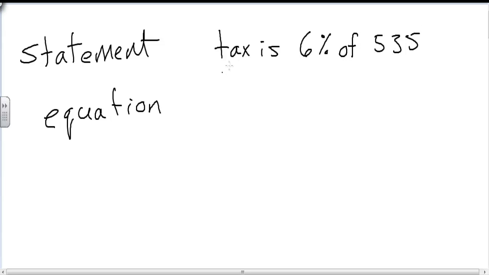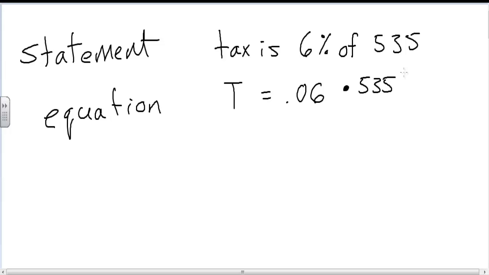From this I can make an equation, because I first need to figure out what the tax actually is. So tax is what I'm currently looking for. I'll call that T. Is interpreted as an equal sign in these situations. 6% I want to use, but I need it as a decimal. So divide by 100 changes it to the number 0.06. Of is interpreted as a multiplication sign, and 535 is 535.